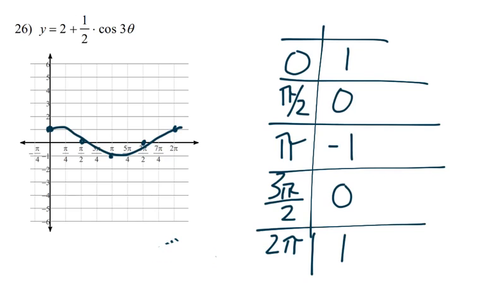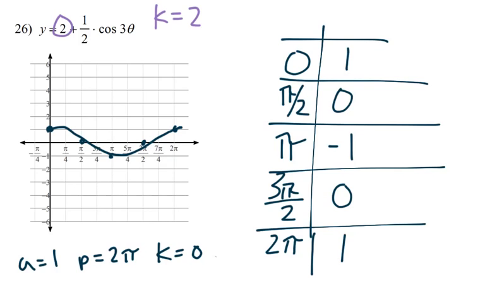But now we are dealing with some changes, right? So that parent graph has an amplitude of 1, a period of 2 pi, and the midline is 0. So looking at ours, our k is 2, so our midline is 2. So everything's going to be shifted up 2, right? So we're going to add 2 to everything.